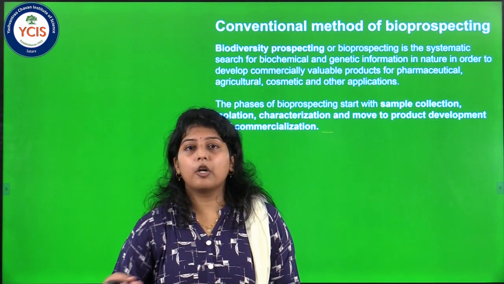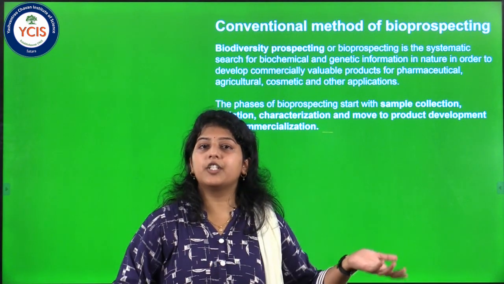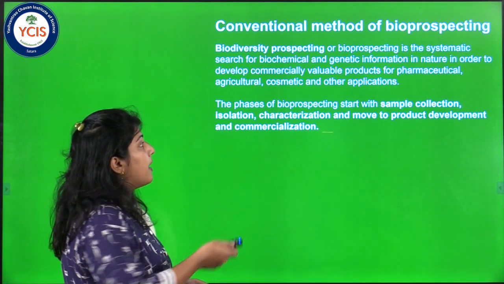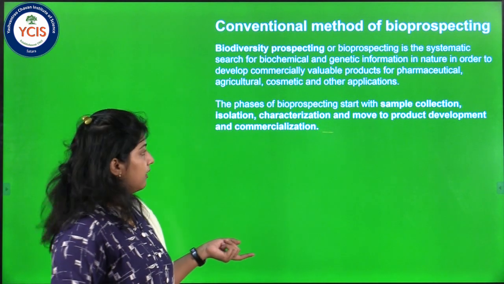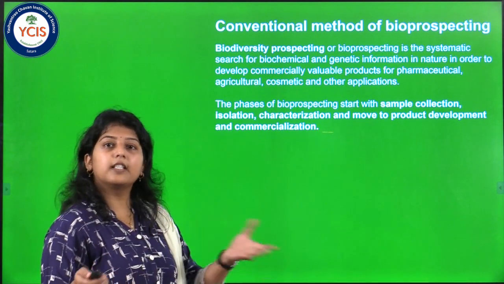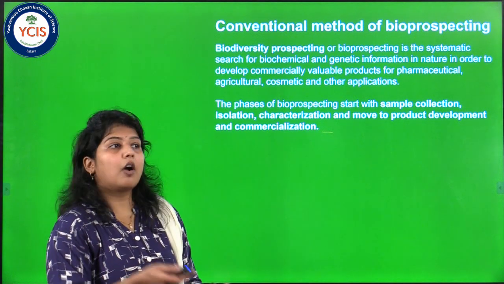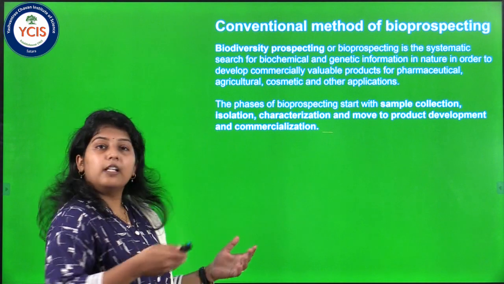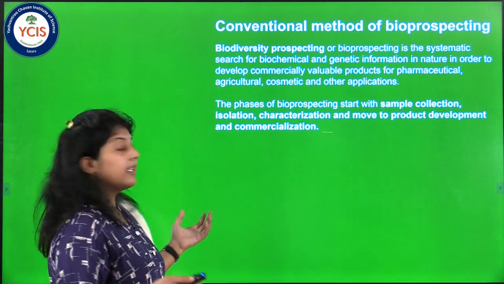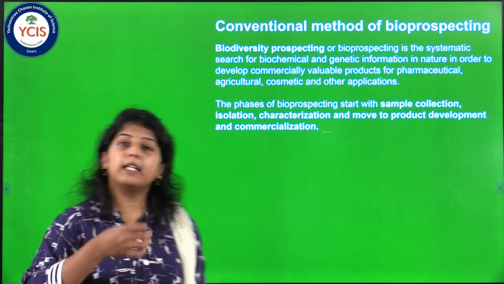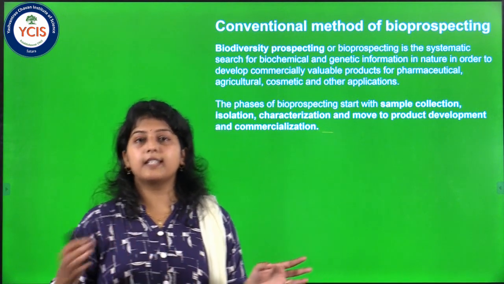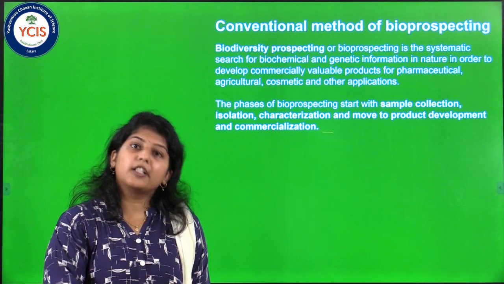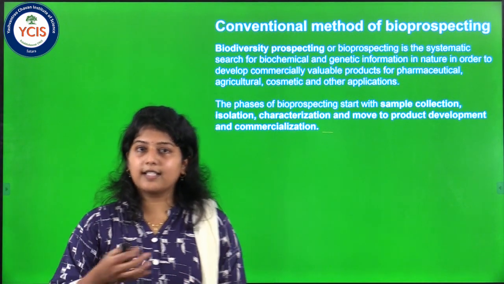The phases of bioprospecting start from sample collection. First we go into nature and collect the samples of plants like neem or like sadafuli or dhotra. Then isolation: we isolate the medicinal products from those plants with various techniques of extraction. Then characterization. In characterization, the extracted products are characterized with various techniques like XRD, NMR, homology modeling, and then comes product development and launch to the market.